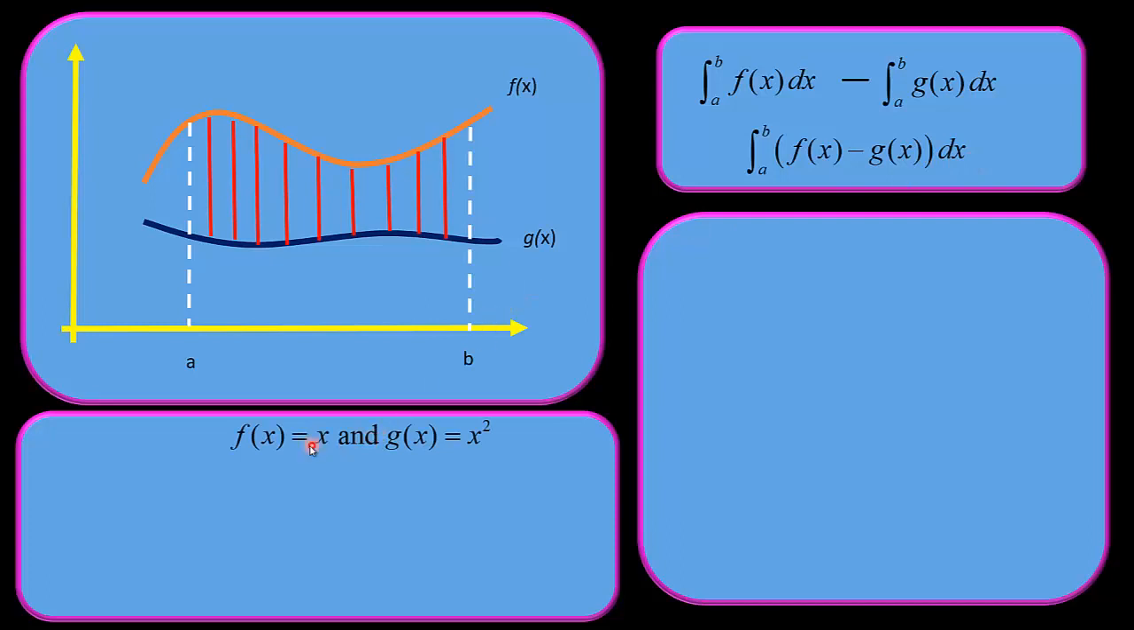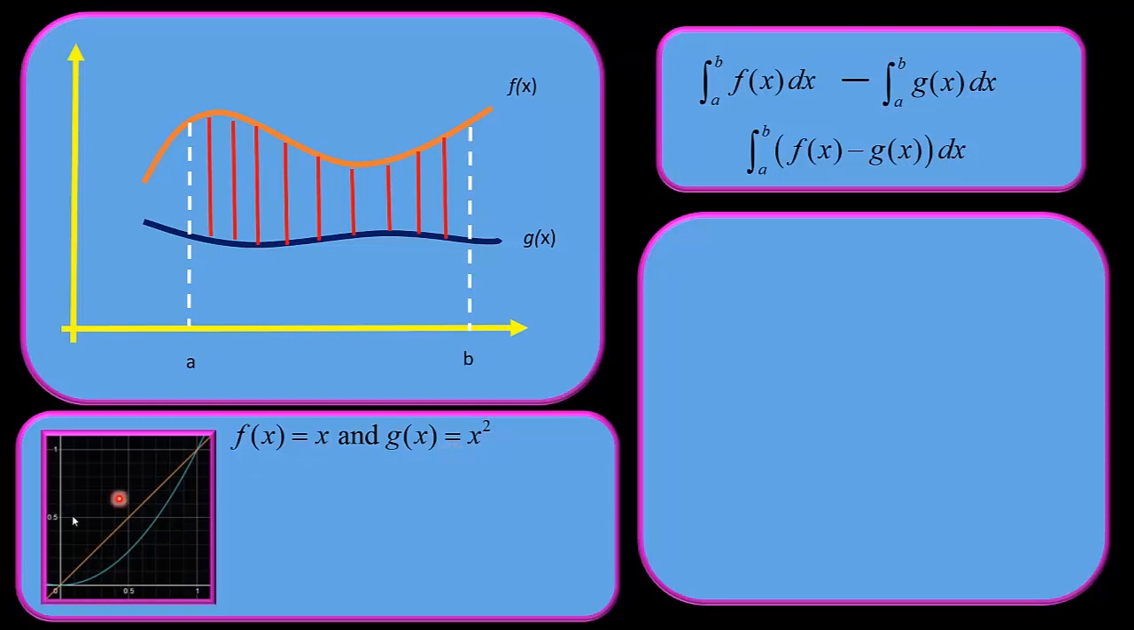Let's suppose we have the function f of x equals x and g of x equals x squared. What we want to do is find the area bounded between those two. In other words, we want to find this right here. See, here's f of x equals x, and here's g of x equals x squared. We want to find this bounded area. Well, I graphed it, and I can see the function on top is f of x. The function on bottom is g of x.